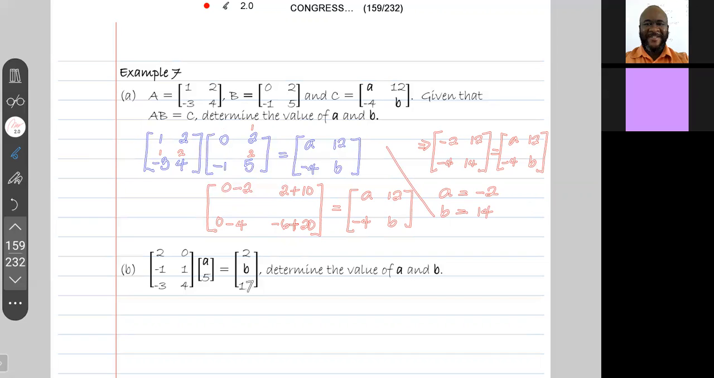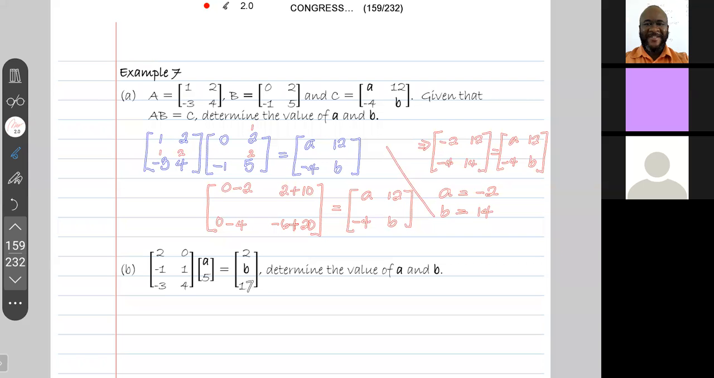Guys, if two matrices are equal, they are of the same order and corresponding elements are equal. The word corresponding there means in the same position. So once you have two matrices which are equal facing each other, corresponding elements are equal. So A, which is the top left element on the right, is equal to minus 2, which is the top left element on the left. Guys, with that in mind, please attempt B.